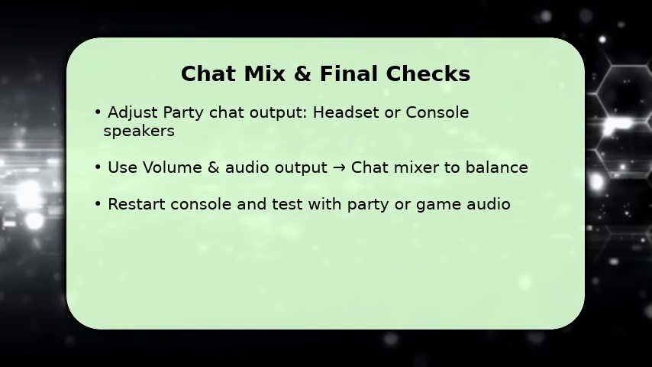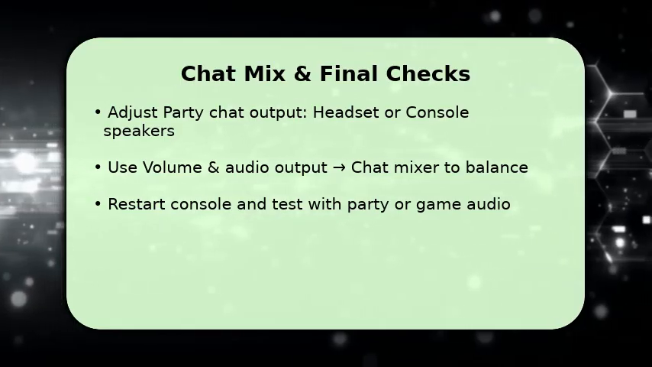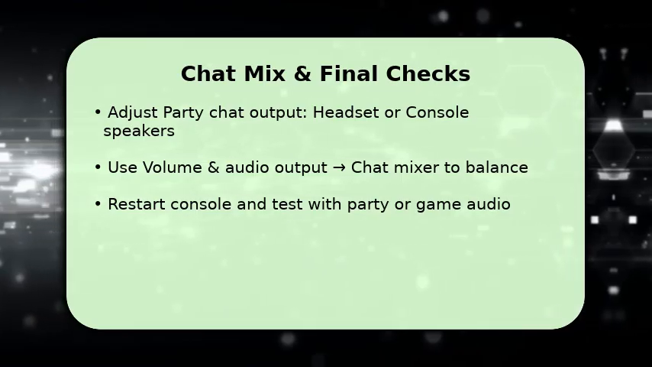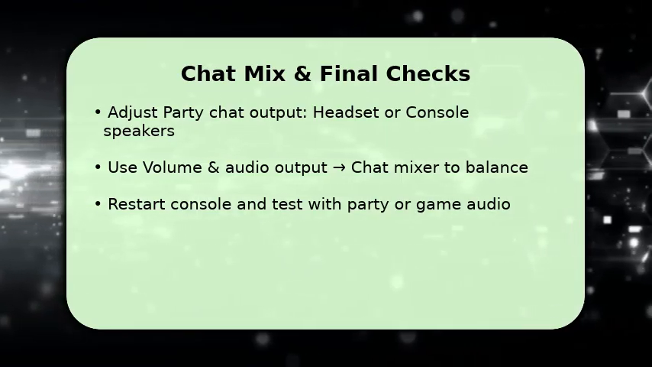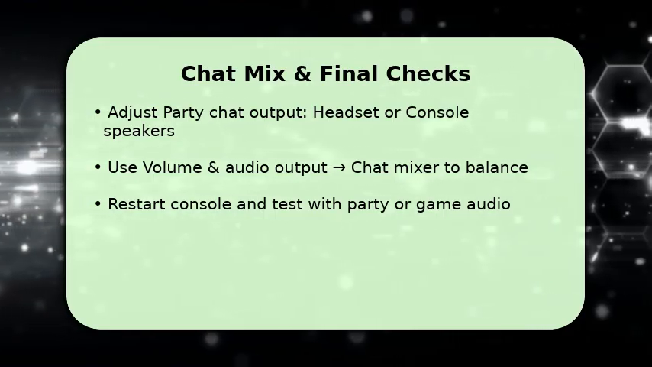Finish by configuring party chat output and the chat mixer so game and voice levels blend correctly. Set party chat to headset if you want private voice or console speakers to broadcast. Once configured, test with a party or in-game audio and tweak the chat-to-game balance until comfortable.